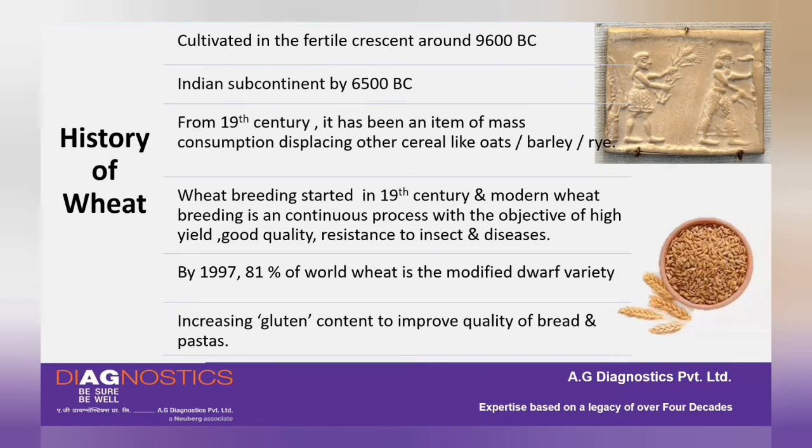So by 1997, 81% of the world's wheat is the modified dwarf variety, and increasing gluten content to improve the quality of bread and pastas has also been an ongoing process. So what we keep hearing, and laypeople also keep hearing about this, is that there's a genetically modified wheat which is being used largely today. It is true, and there is continuous genetic modification being done in wheat and many other crops for that matter. But because wheat is so largely consumed, this has now assumed an importance.